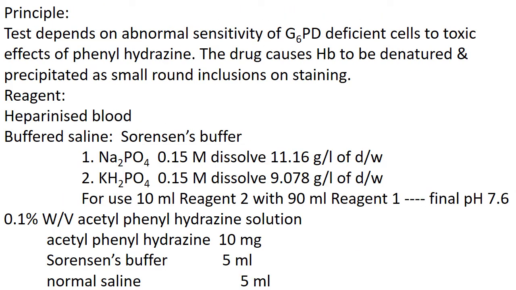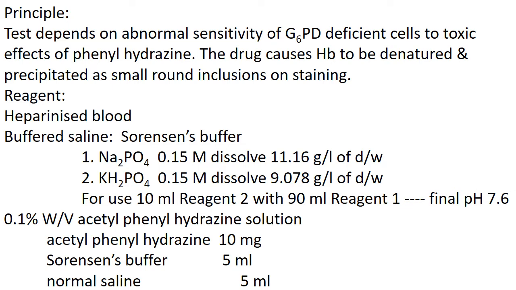Principle of the test. The test depends on the abnormal sensitivity of G6PD deficient red cells to the toxic effect of phenylhydrazine. The drug causes the hemoglobin to be denatured and precipitated as small round inclusions which can be seen on staining.